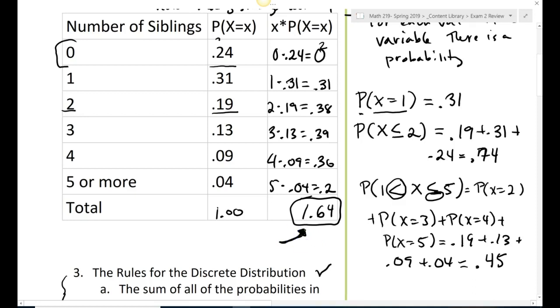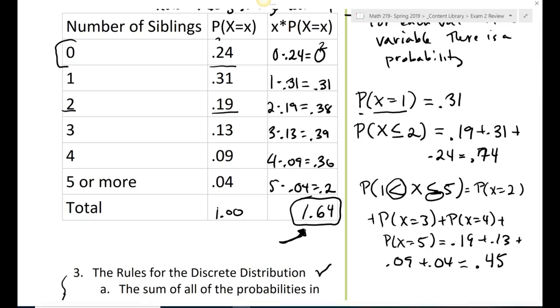If I ask somebody at random, how many siblings do you have? The answer that I would expect to get is somewhere between 1 and 2, right? Some will say 1, some will say 2. 2 is probably going to be a little bit more common. Well, excuse me, that's not what this is. If I were to pick somebody at random, I would expect that they would say something like 1.64.